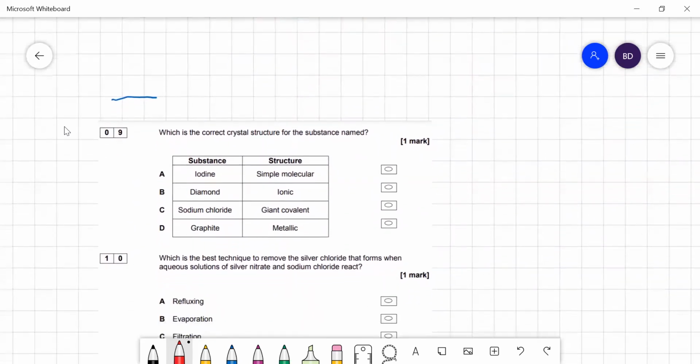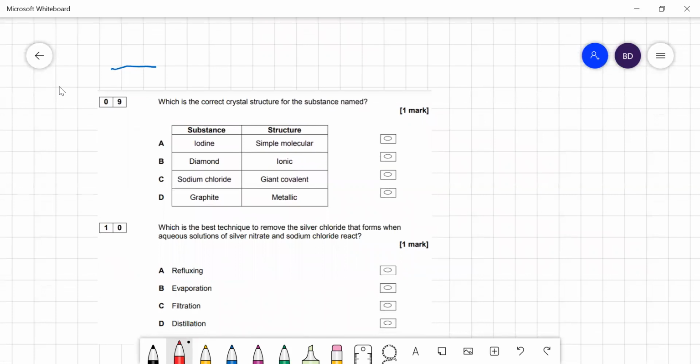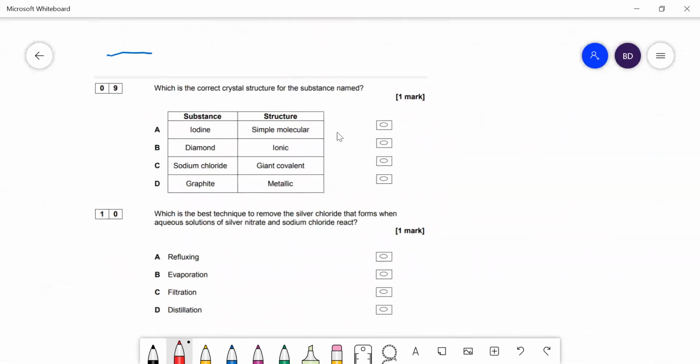Okay, so we're onto our multiple choice section now, which is the correct crystal structure for the substance named. Right, diamond is giant covalent, so that's definitely wrong. Sodium chloride is ionic, so that's definitely wrong. Graphite's not a metal, so that's wrong too. Iodine is simple molecular, I2 molecules held together by van der Waals forces.